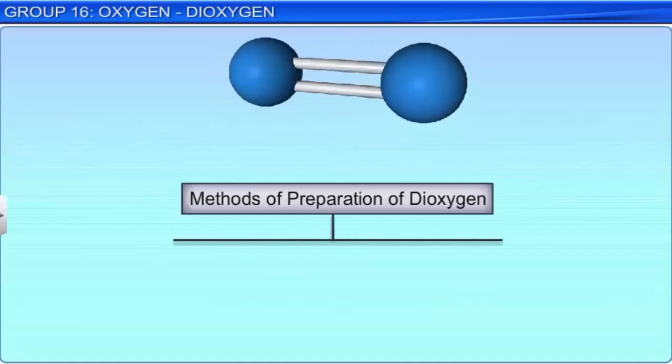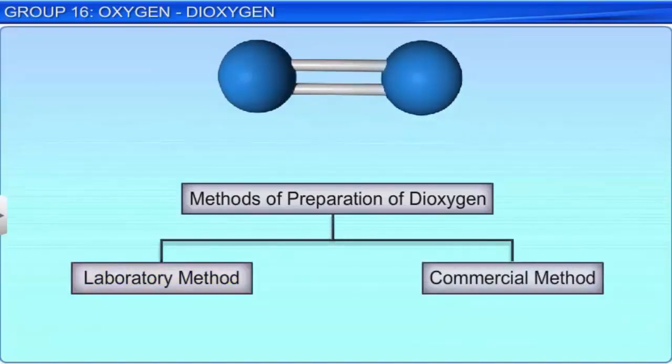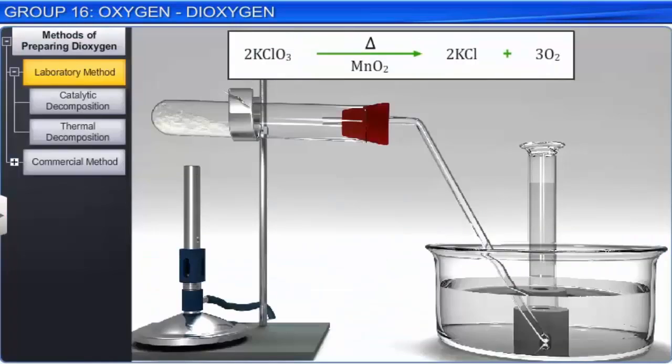Dioxygen is prepared by different methods in the laboratory and commercially. Let us first study the laboratory methods. The most convenient method for preparing dioxygen in the laboratory involves the catalytic decomposition of solid potassium chlorate. Manganese dioxide is used as the catalyst in this reaction.